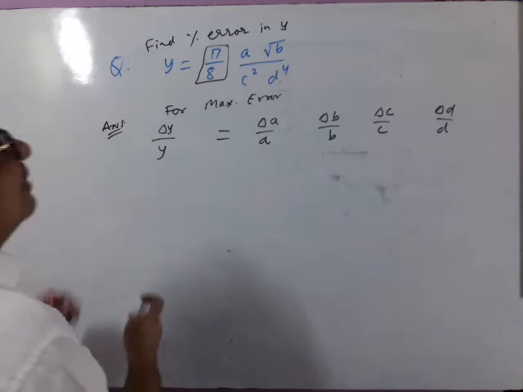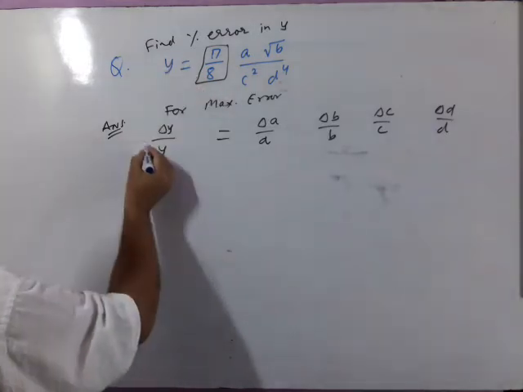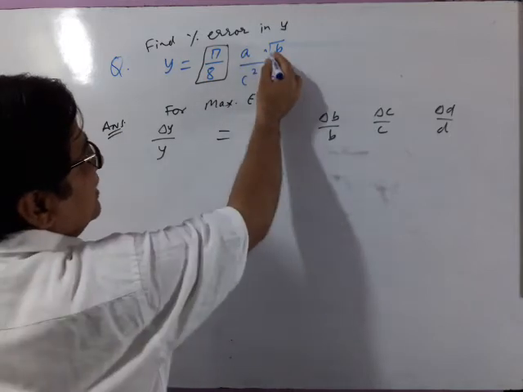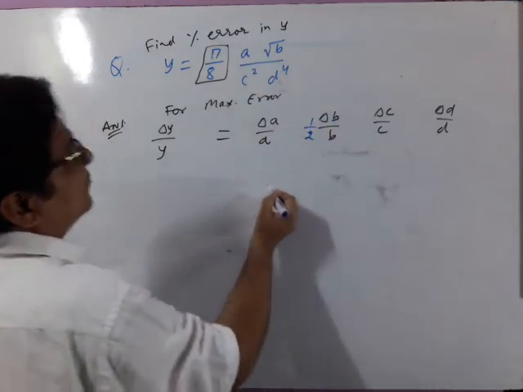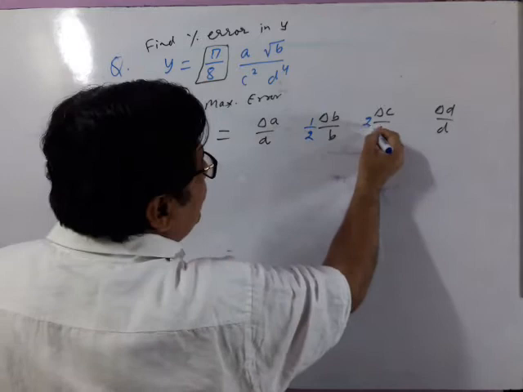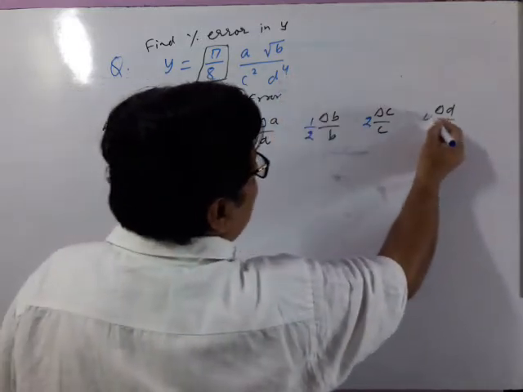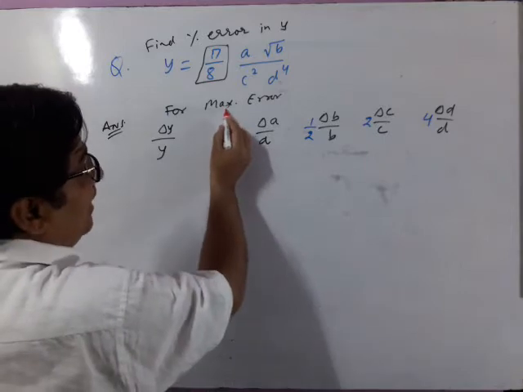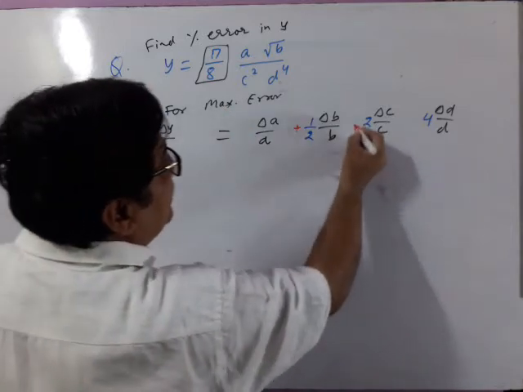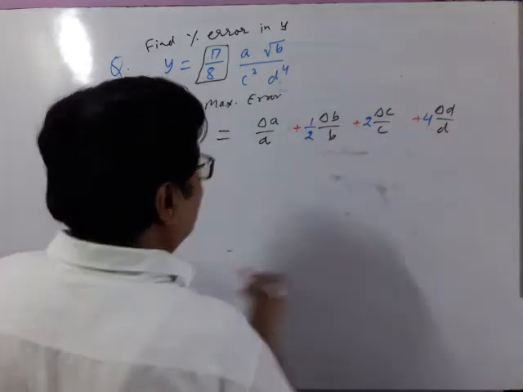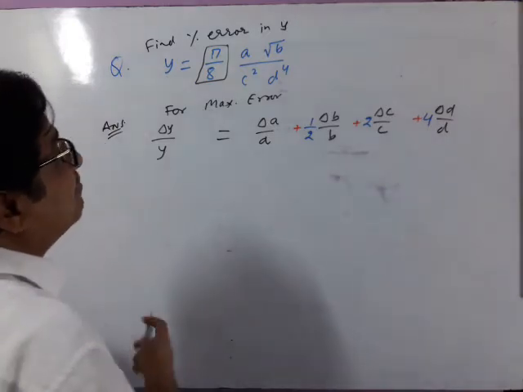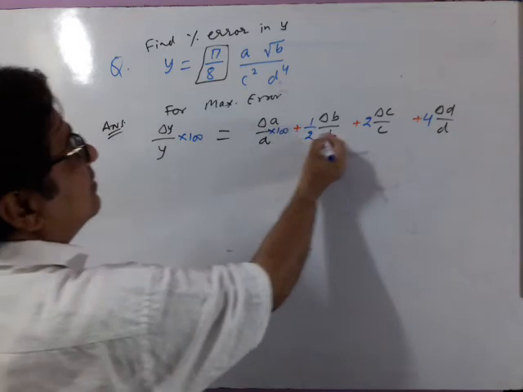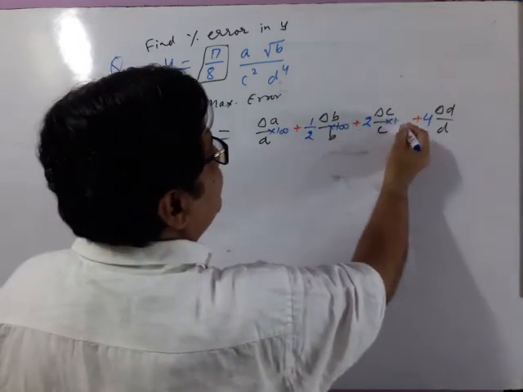Now powers are multiplied. Y raised to the power 1 into 1. No need to write into 1. A raised power 1 into 1. B raised power root into half. C square into 2. D raised power 4 into 4. Now since we are finding max error, put plus sign in between them. Since you are finding percentage error, multiply by 100 both the sides.